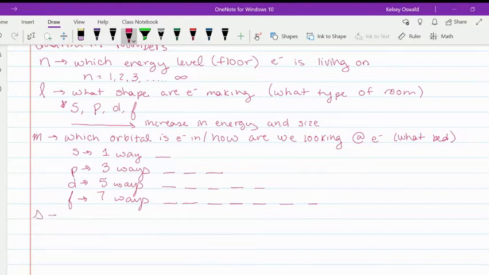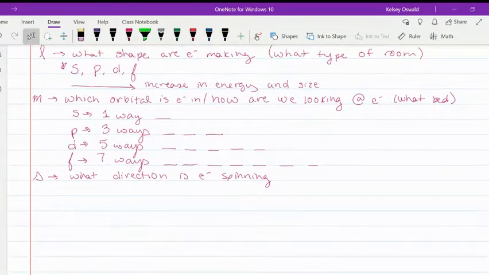And then our last quantum number is going to be s. That's talking about what direction our electron is spinning. Is it spinning clockwise or counterclockwise? Okay. So we are going to use these 4 main ideas, these 4 quantum numbers, to come up with the address or location of our electron.